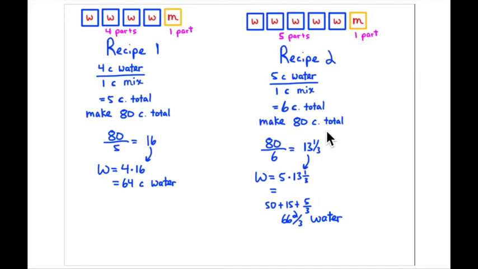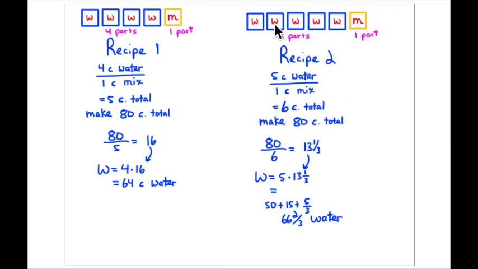On the right side, if you take that 80 cups and you divide it now by 6, because you want to know there's 6 equal parts, you want to know what the volume is for each one of these parts. You're going to use 5 of them for water and 1 of them for the mix. So you need to know how many times you can do that. So 80 divided by 6, these 6 parts, gives you 13 1/3. That tells you how much volume you're going to use for each one of these parts.